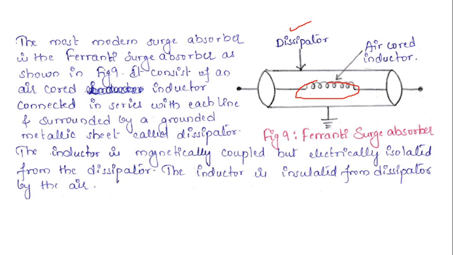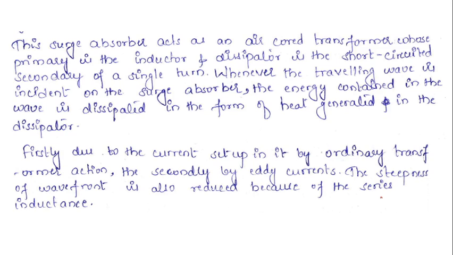The inductor is magnetically coupled but electrically isolated from the dissipator. The inductor is insulated from the dissipator by air, hence it is known as an air cored inductor. The surge absorber acts as an air cored transformer whose primary is the inductor and the dissipator is a short circuited secondary of the transformer. So we can relate it to an air cored transformer where the inductor is acting as a primary winding and the dissipator is acting as a secondary winding of the transformer.